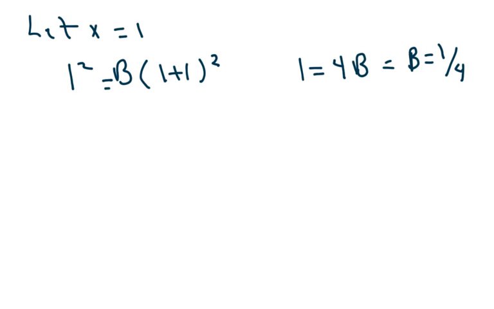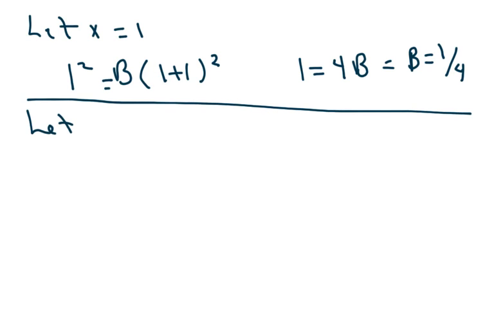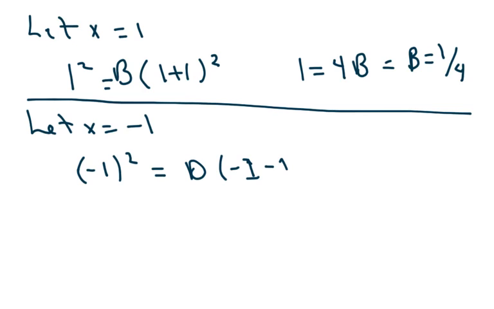Alright. Now, let's let x be -1. When you let x be -1, everything clears out except D. So we're going to have -1 squared equals D times -1 minus 1 squared. So we have 1 equals 4D, so D equals 1/4.